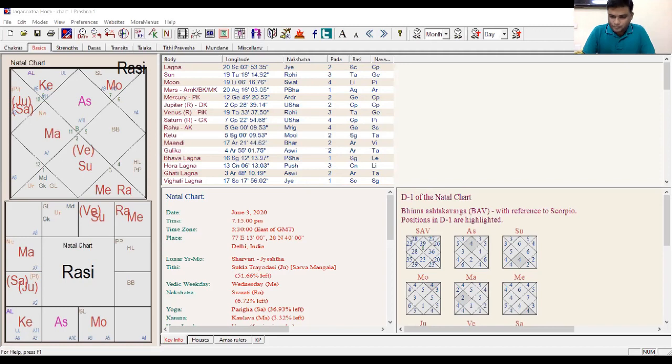Any other doubts? I think the technique is very easy and simple, but again I suggest that before you apply this technique, check the combinations of progeny in the birth chart first. Then create the Prashna chart, then apply this technique. This is the whole process which you should follow.